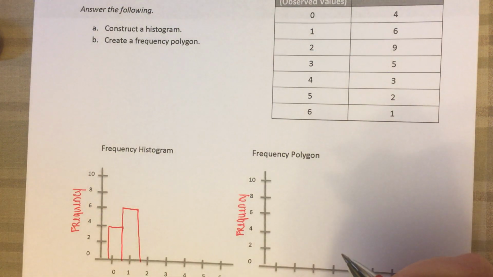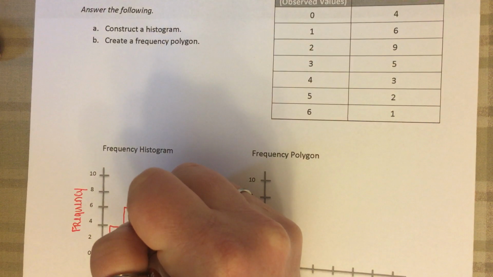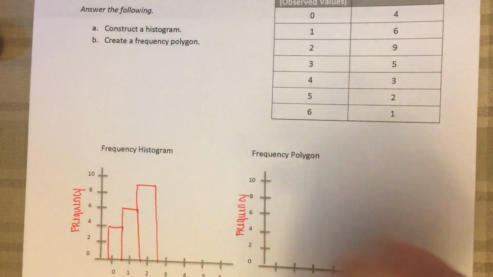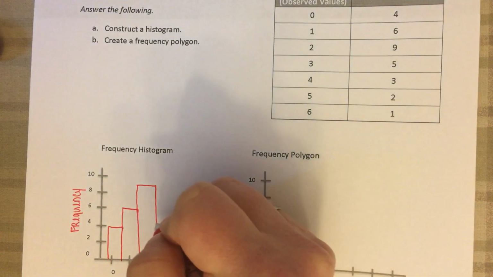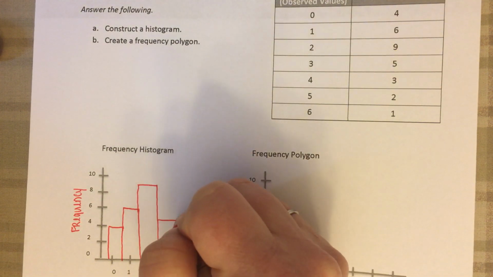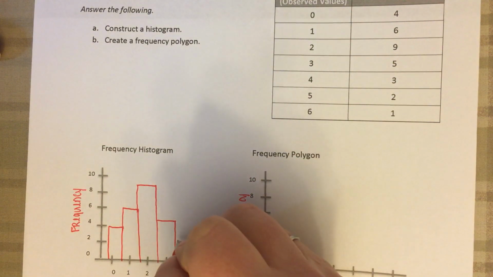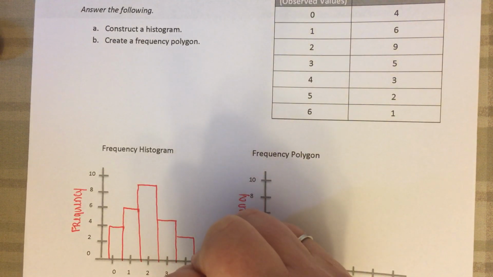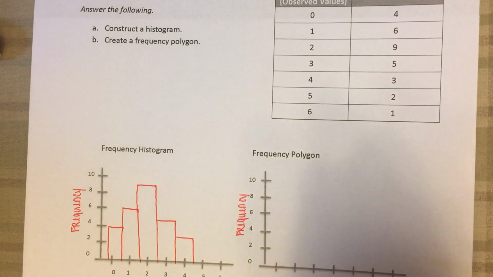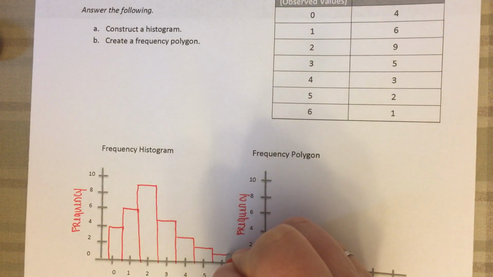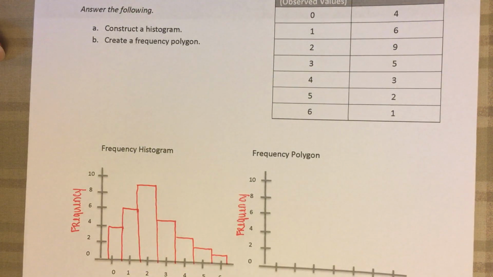Right, there are 9 families that have 2 children. So we're going to construct a vertical bar that goes up to 9. There are 5 families that have 3 children. So we're going to construct a vertical bar that goes up to 5. There are 3 families that have 4 children. There are 2 families that have 5 children, and 1 family that has 6 children. So there is our frequency histogram.